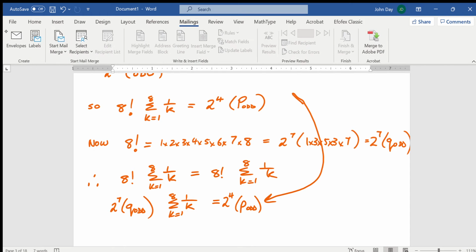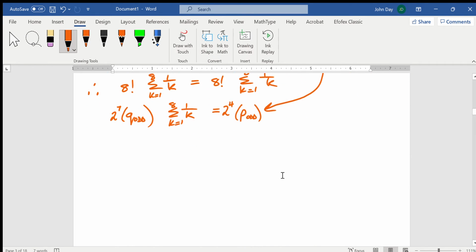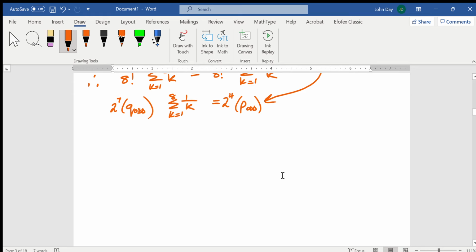So I just need to scroll down a bit. When I simplify that, I can get the summation that I want by itself by dividing both sides by 2 to the power of 7 times q, odd. So I get 2 to the power of 4 times p, which is an odd number, on 2 to the power of 7 times q, which is an odd number. Now we know that an odd number divided by an odd number, right, if p is bigger than q, which I've explained before is the case, then an odd number divided by an odd number gives us an odd whole number. So I'm going to call it r, odd.